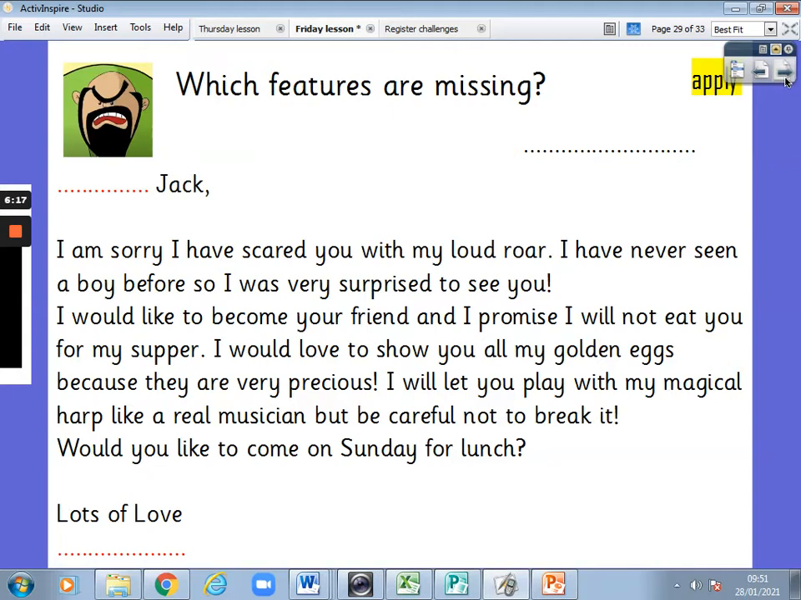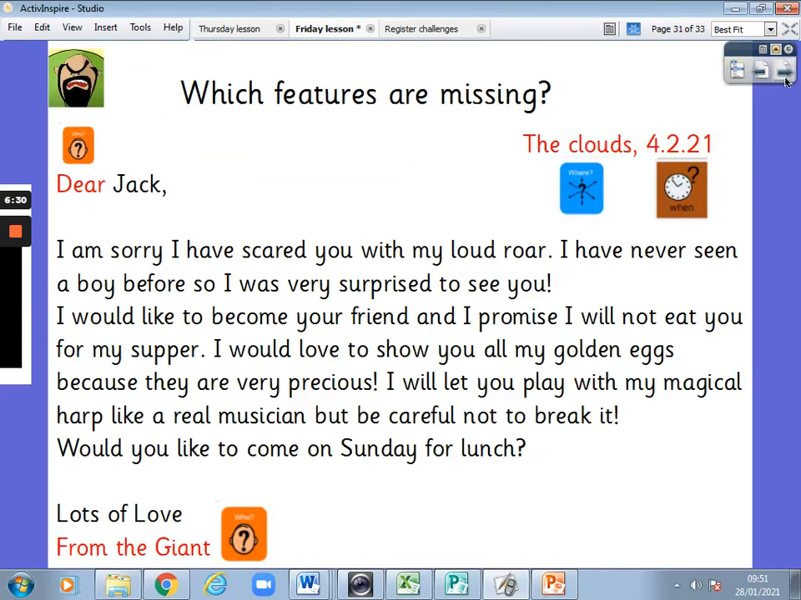Now, let's look at the letter. Some features have gone missing. Which features are missing? Have a think, write down the features which are missing. We had quite a few, didn't we? We had where, the clouds, where the giant wrote the letter from. When, which was the short date, the 4th of the 2nd, 21. Dear Jack, a polite way to say who he's writing to. And right at the bottom, when you sign your letter, from the giant, we need to know who is it from.